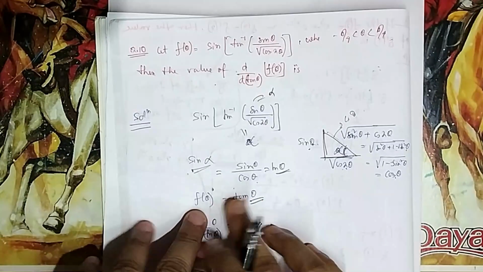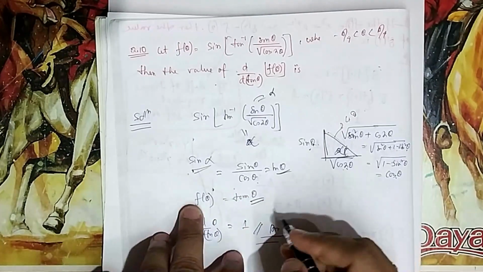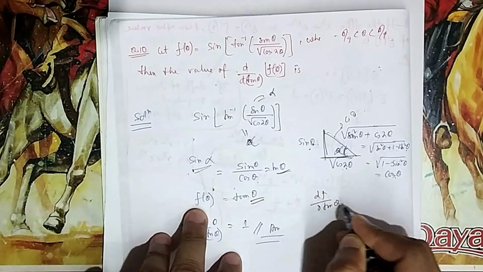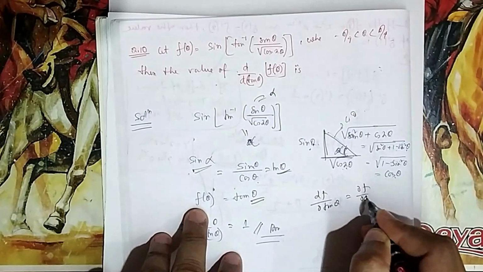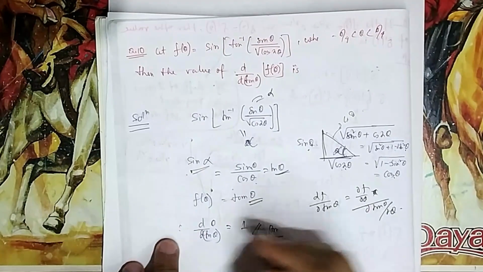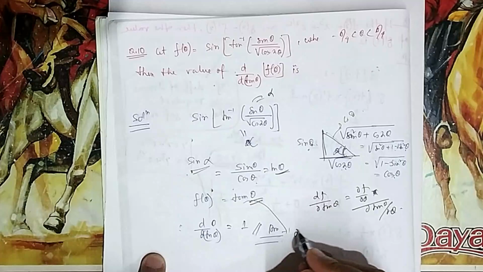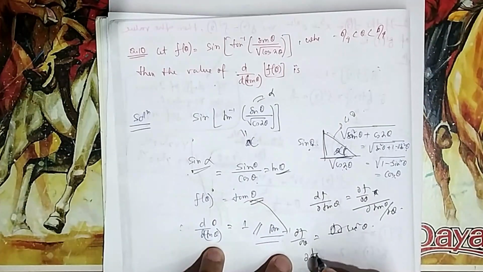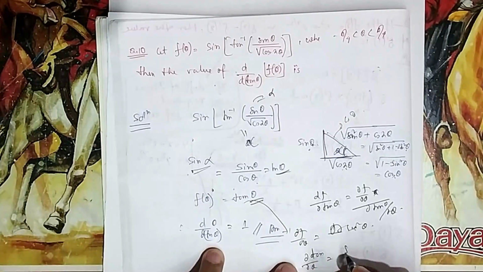So you have to do differentiation of f theta with respect to tan theta. You can see obviously the answer will be 1, because df by d tan theta is df by d theta divided by d tan theta by d theta. So you do df d theta. What will be df d theta? What is the differentiation of tan theta? Sec square theta. And what will be d tan theta by d theta? That will also be sec square theta.